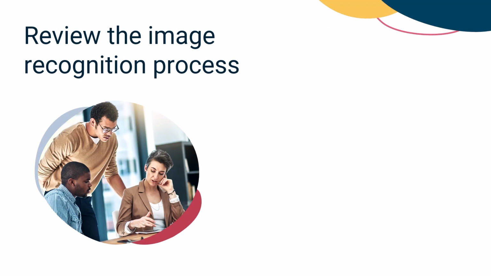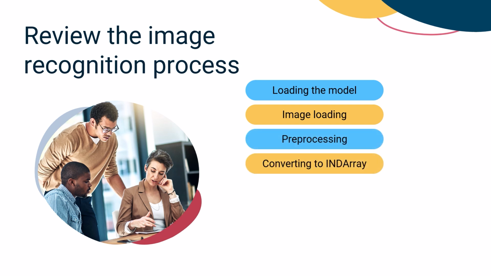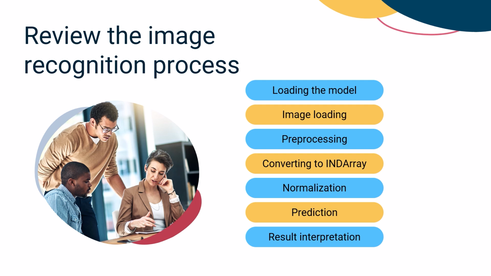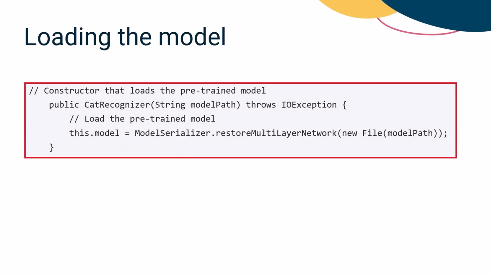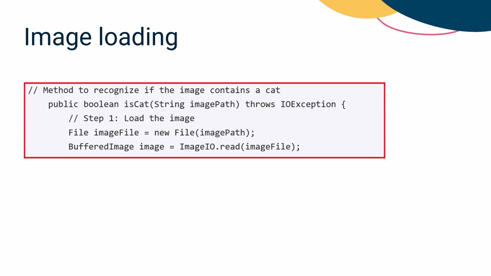Let's review the details of the process followed to create the image recognition example. The process entailed loading the model, image loading, pre-processing, converting to INDArray, normalization, prediction, and result interpretation. For loading the model, a pre-trained model that has already learned to recognize cats was loaded, providing the program with the information it needed. The image was read from a file into a buffered image object, which is Java's way of representing images in memory.